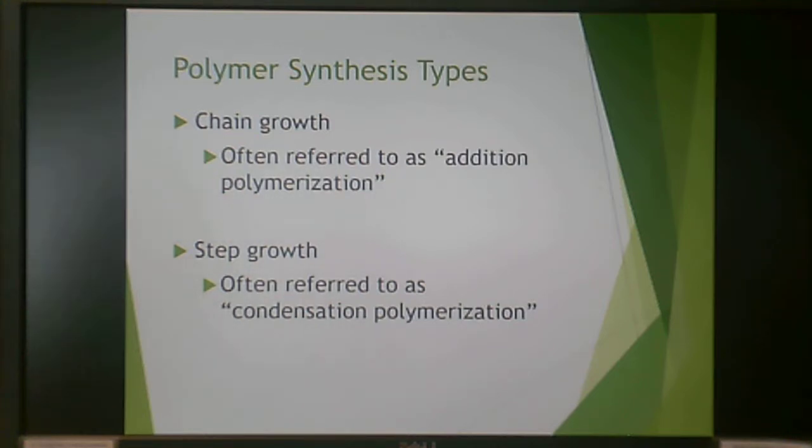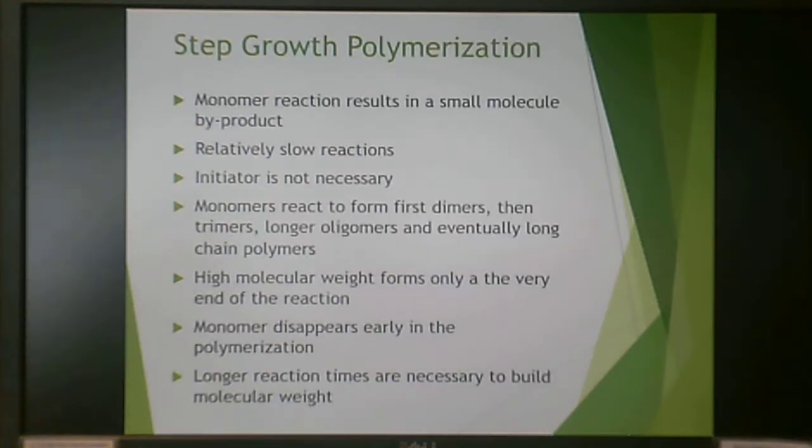There are exceptions to this, but most often chain growth polymerization is addition polymerization, and most often step growth polymerization is condensation polymerization. Step growth polymerization is a little more complicated than chain growth. In chain growth, you're just sticking one monomer to the end of each chain. There you have it. Step growth is a little more complicated. In step growth polymerization, you have a small molecule byproduct. So you give off something like water or methanol when the two ends of the chain come together. And that's also why it's called condensation polymerization. You condense a small molecule, you condense water from the reaction.